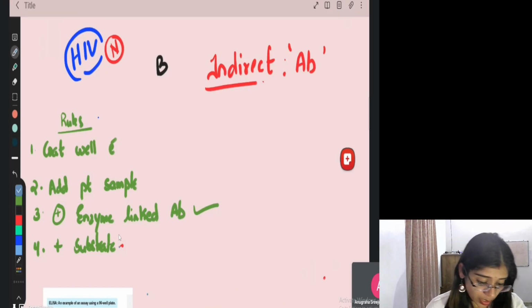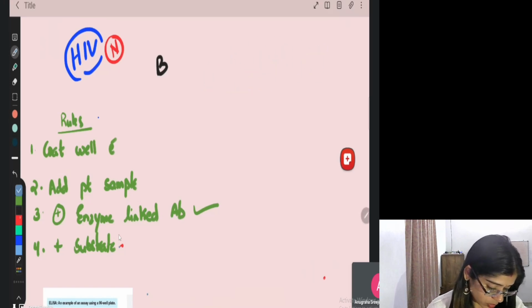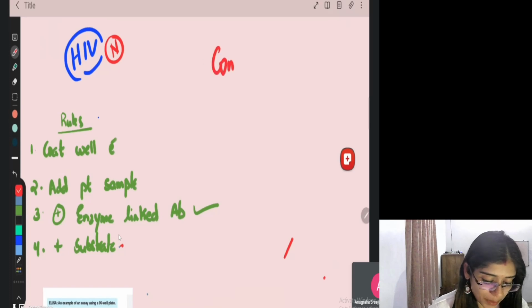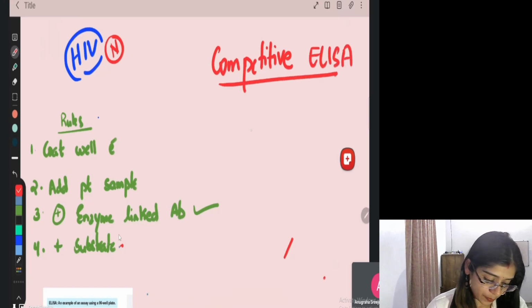Okay. Now the third one is what? Which type of ELISA, guys? You tell me. What is the third type of ELISA? Very good. The third type of ELISA is called competitive ELISA. यहाँ तो competition होने वाला है. You know, competitive ELISA. Fine. So what is this competitive ELISA? I'll tell you. So let me draw the well again.